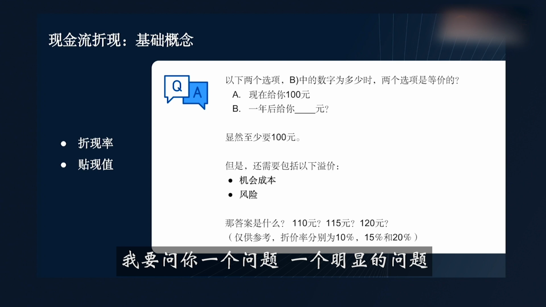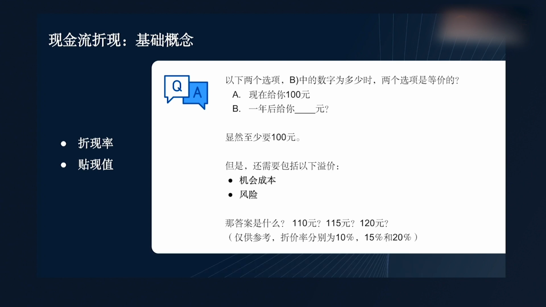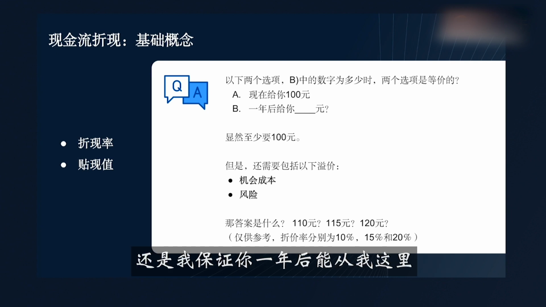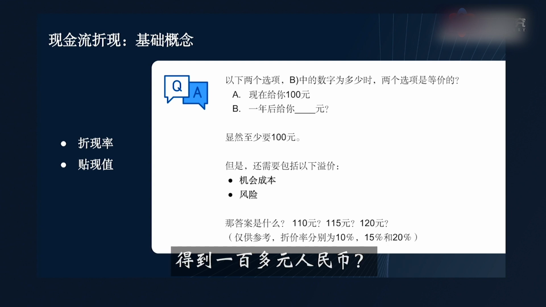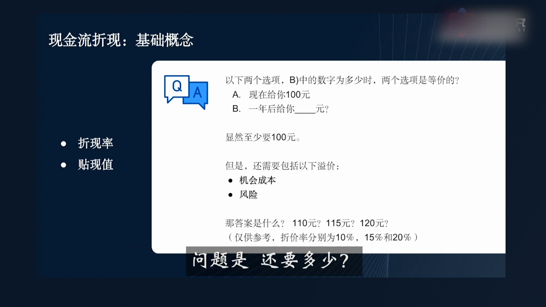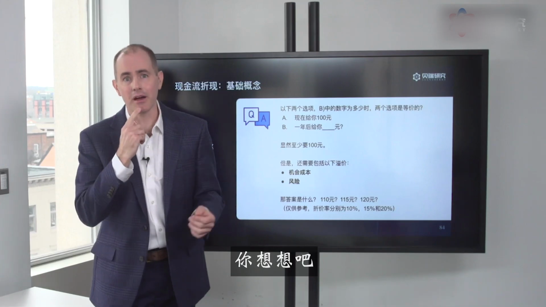I'm going to ask you an obvious question. Would you rather have 100 RMB from me now or my promise of 100 and something RMB from me in a year? Now, obviously, I've got to promise you more than 100 for you to even consider that. Question is, how much more?